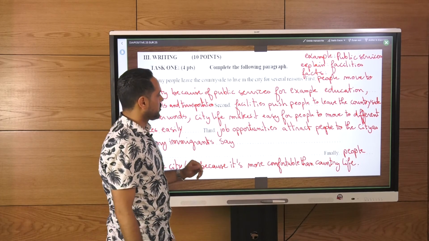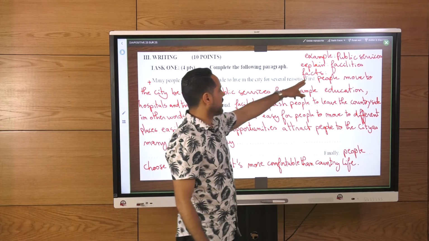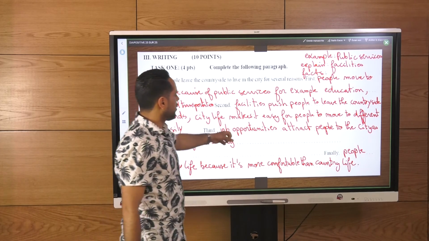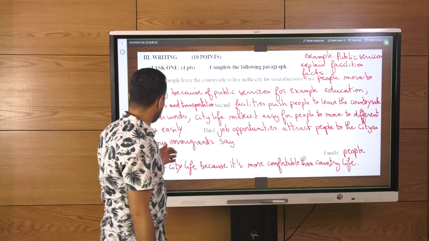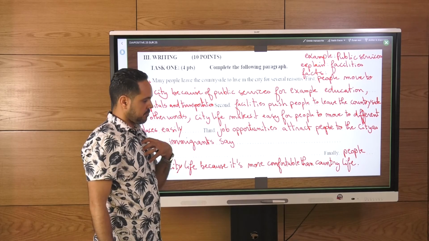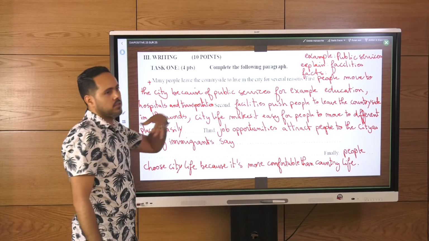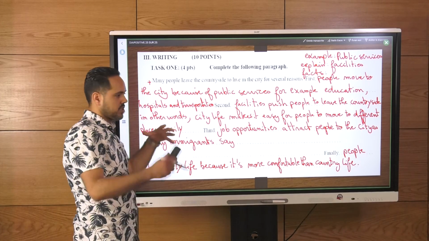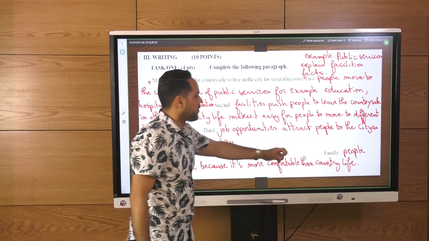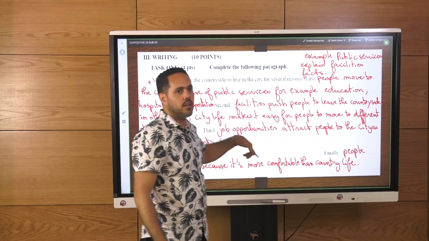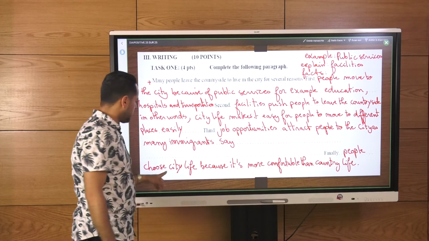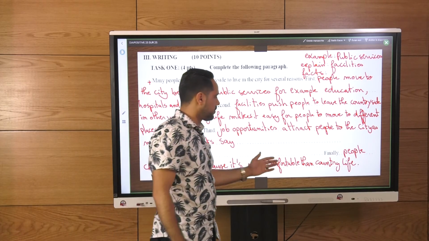Third, job opportunities, and here we are using the technique of giving facts and quotes, I mean what other people say. So job opportunities attract people to the city, as many immigrants say. So it's like here I'm giving an opinion based on what people say. It's not just a theoretical opinion, it's based on facts, on truths. Finally, in conclusion, we are rewording our opinion and saying that people choose city life because it's more comfortable than country life.